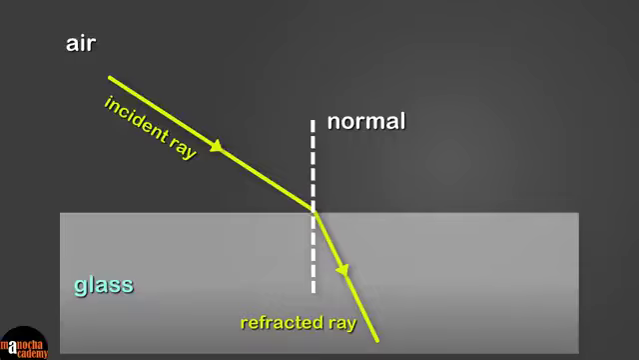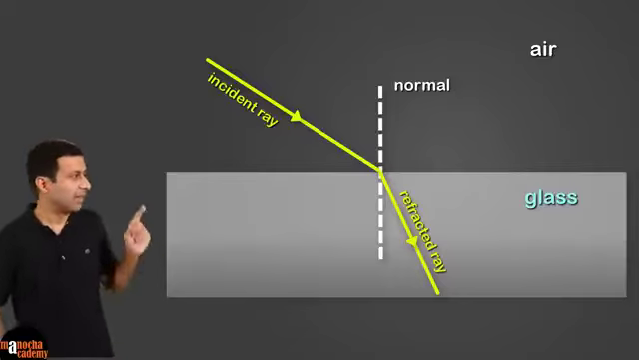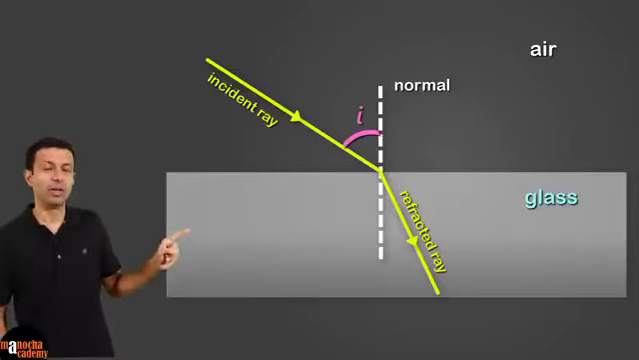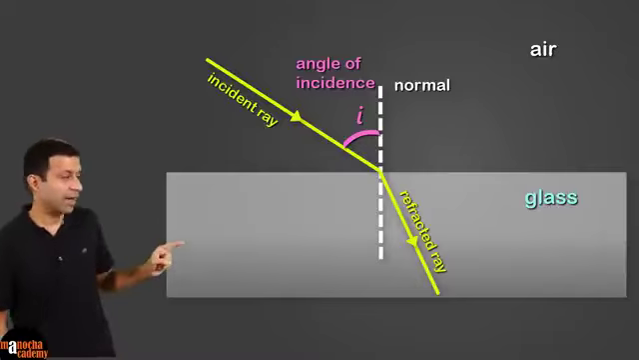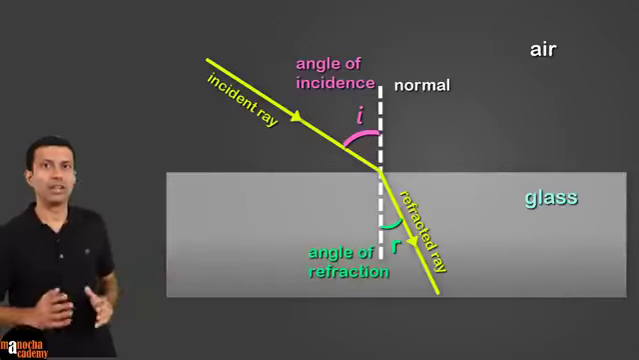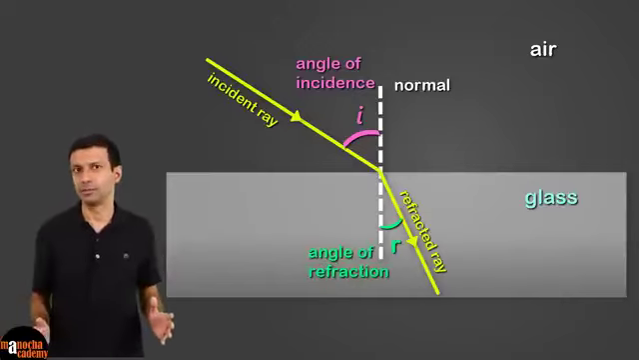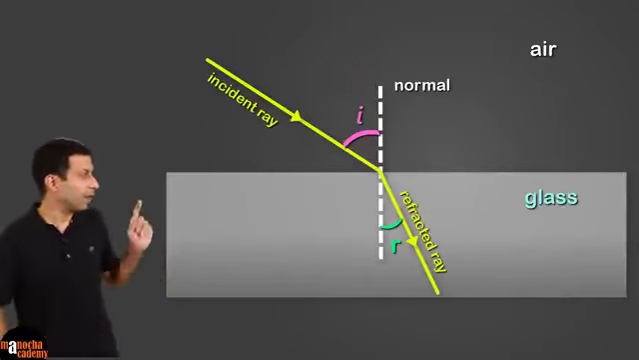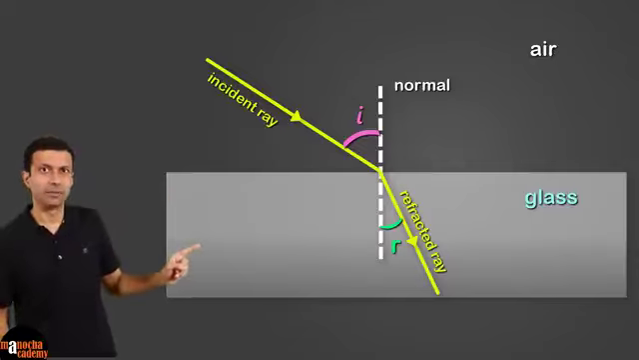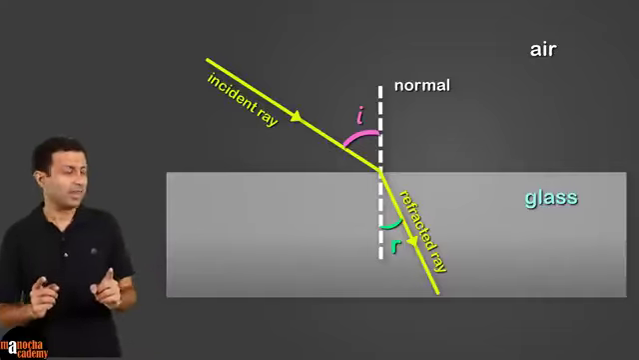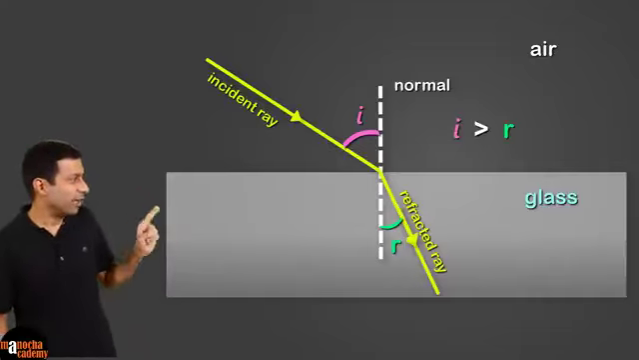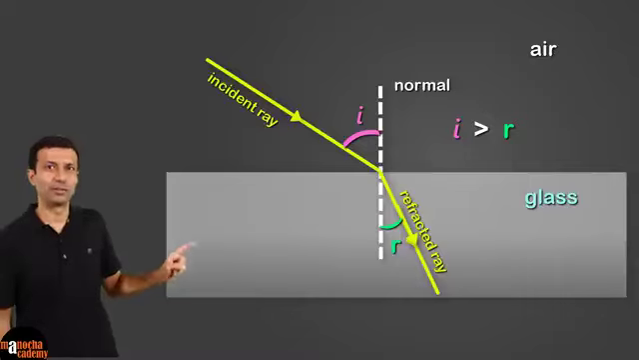Can you see the incident light, instead of going straight, is bending towards the normal? The angle the incident ray makes with the normal is called the angle of incidence. And the angle the refracted ray makes with the normal is called the angle of refraction. When light is traveling from air to glass, like here, how are these angles related? That's right, angle of incidence is greater than the angle of refraction.